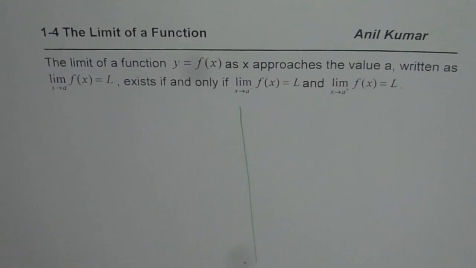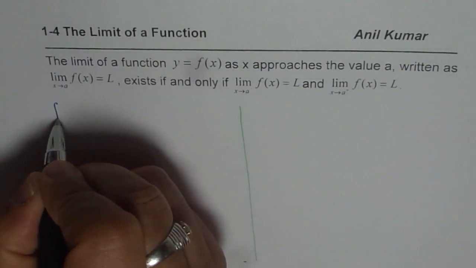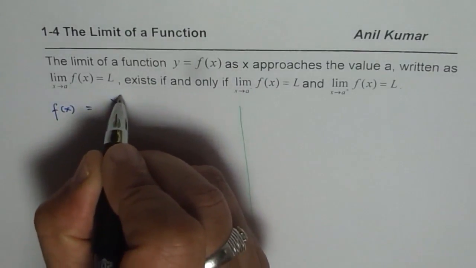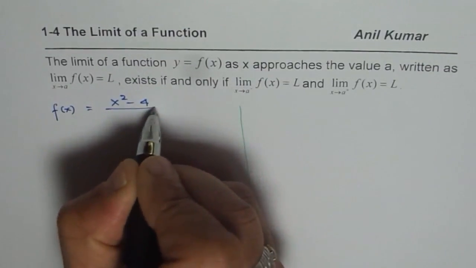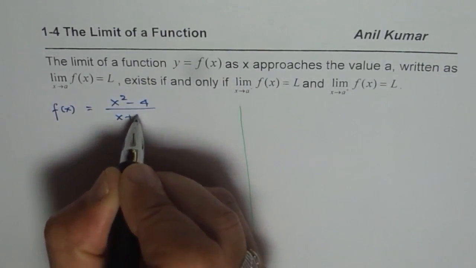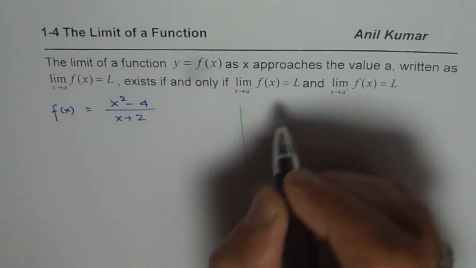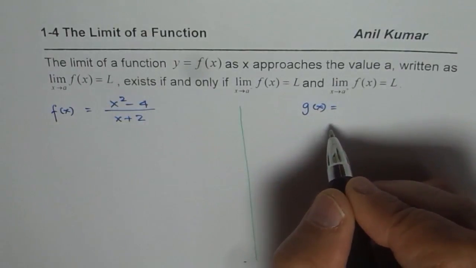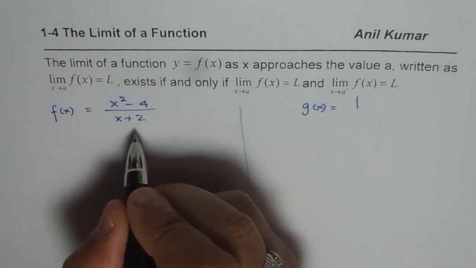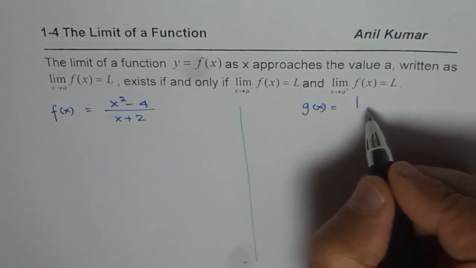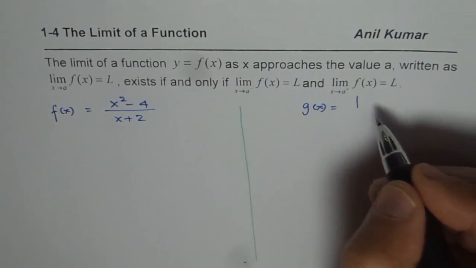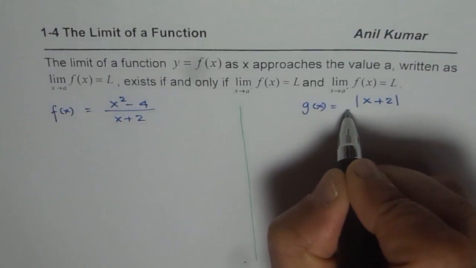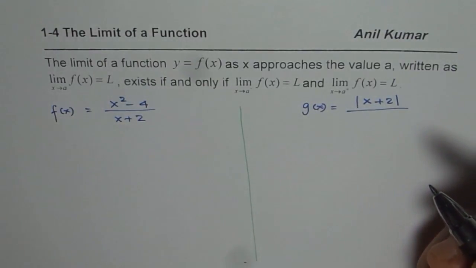So let me consider two functions. First function I will take as a rational function. Let it be x square minus 4 divided by, let us say, x plus 2. And I would like to take a very similar function here, so which I'll take an absolute function. Let me keep the denominators maybe same, okay. But we'll keep the function as absolute in the numerator. It could have been taken in the denominator also.